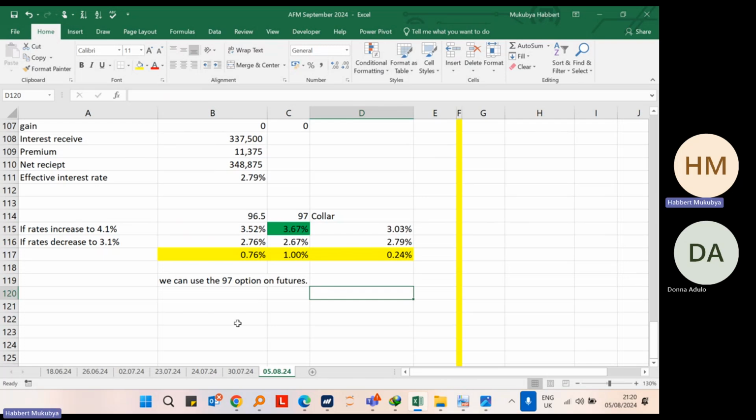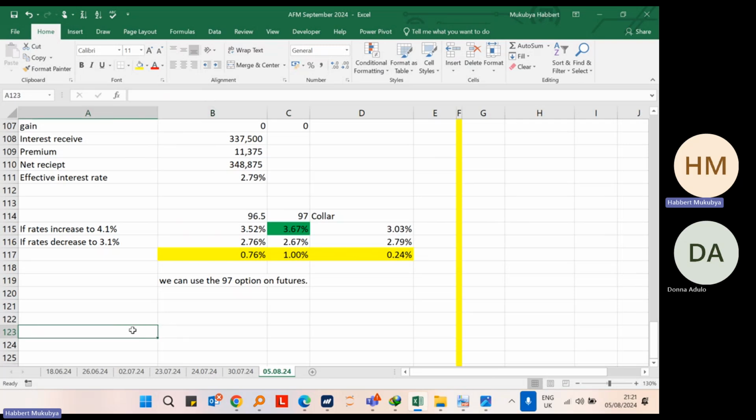So these are the things that you'll be telling the examiner: that, of course, the 97 option is better because it gives us a higher interest if the interest rates were to increase. And when they decrease, even though it's lower than the 96.5, the difference is not so big. But the collars are good because they give us more stability as they fix both the maximum and the minimum interest, and the difference is not so big between the two. So I will leave you to read those for yourself in the solution.